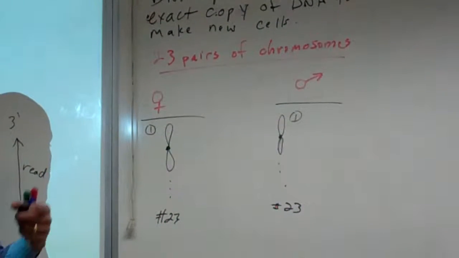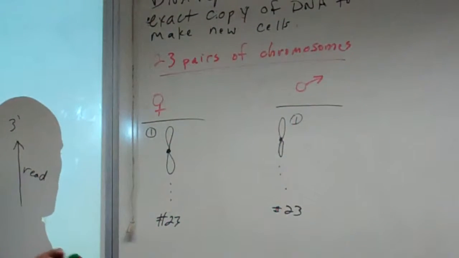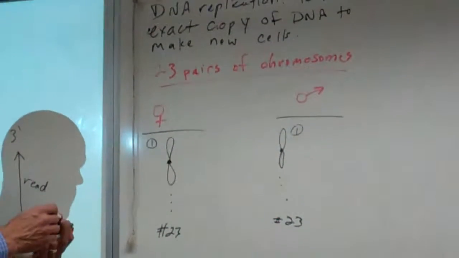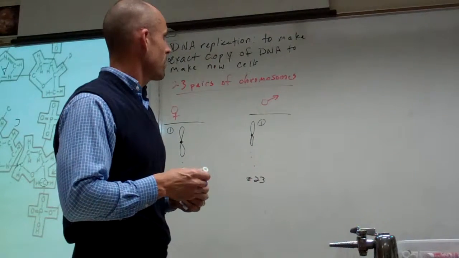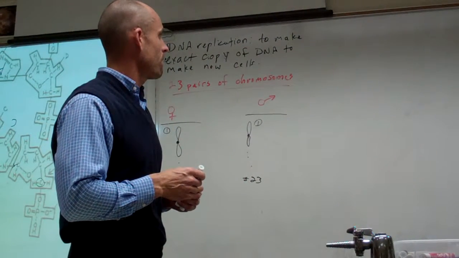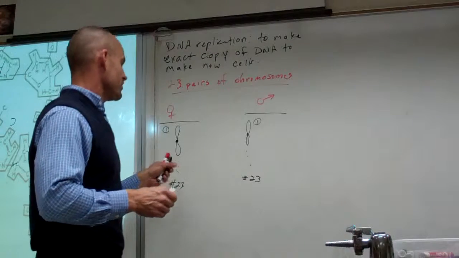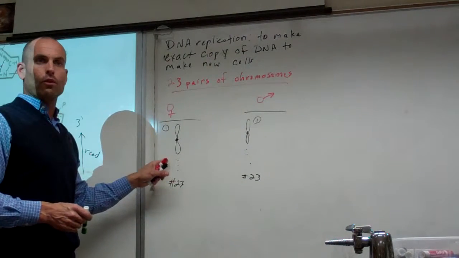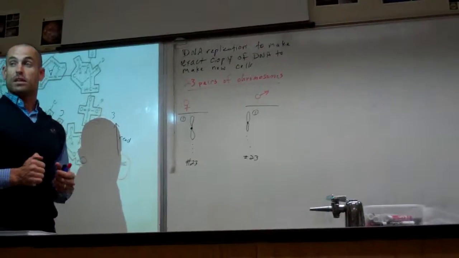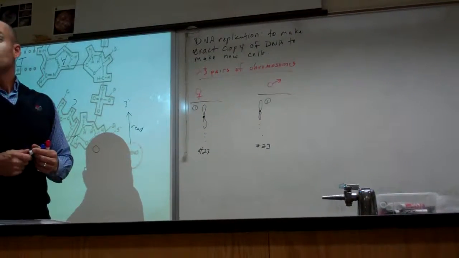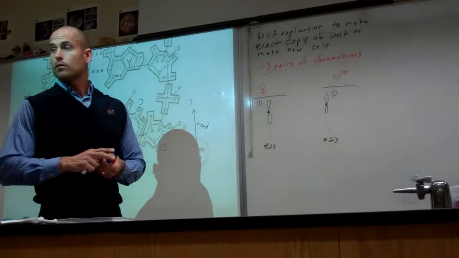And the 23rd pair is going to be the X or Y chromosome, depending on if you're a boy or a girl. Okay? So those dots are just the other numbers. 2, 3, 4, 5, 6, 7, all the way until you get to the 23rd. Make sense? What about Down syndrome? It's a totally different thing. We'll talk about that later.